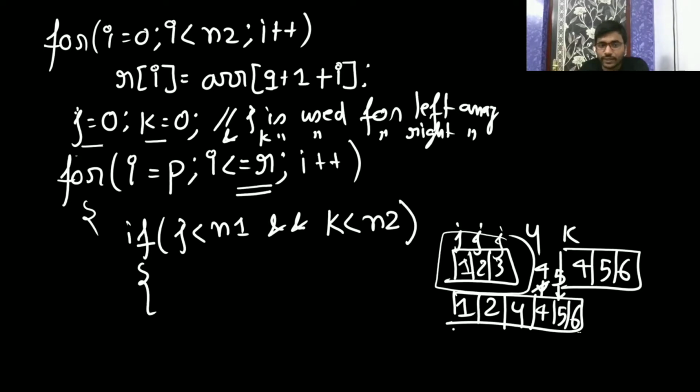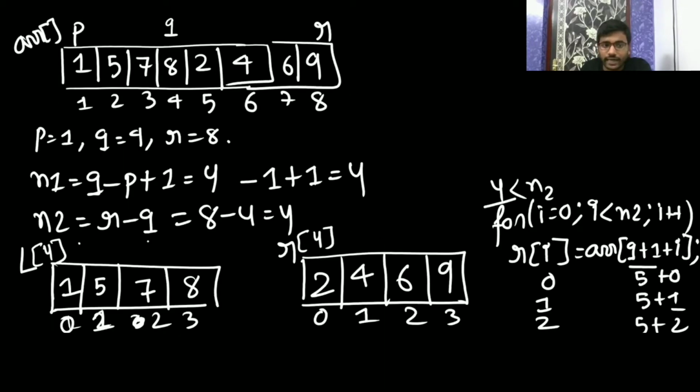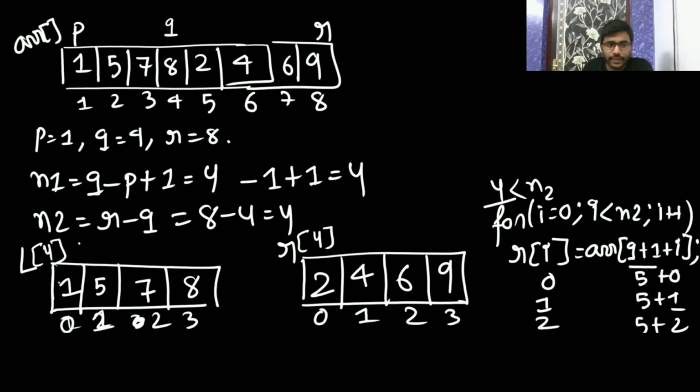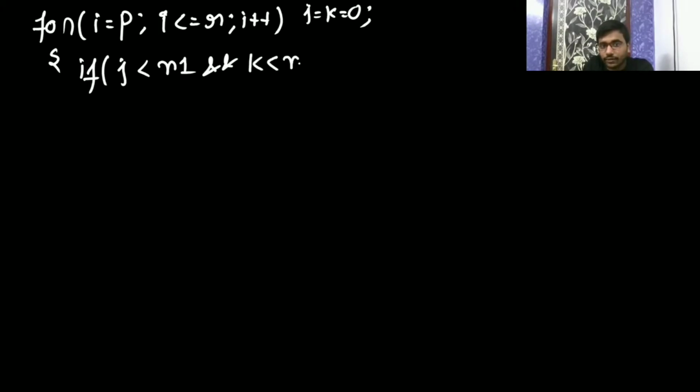Now when j is smaller than n1 and k is smaller than n2, means when the k index is within that range, then only we are going to do this. So it is running here for i equal to p, i is smaller than or equal to r, i plus plus. Now I will check: j and k, we used one variable, which is k, which is 0. If j is smaller than n1 and k is smaller than n2, then I will compare.